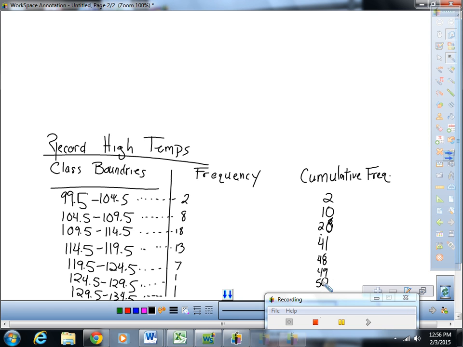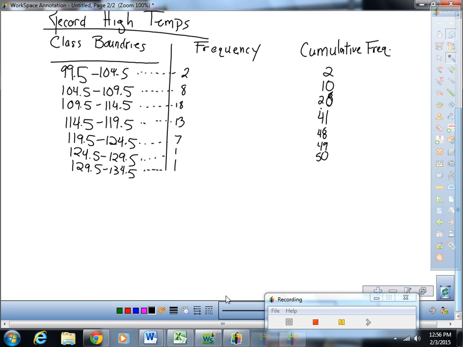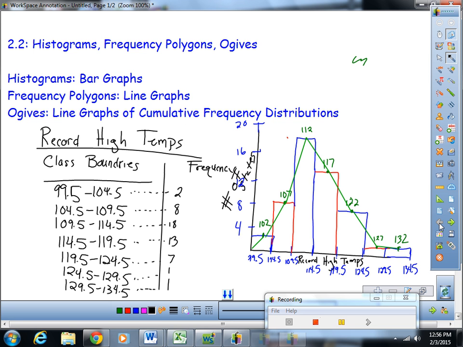So now all we got to do is take this and make a line graph out of it. And that's all an ogive is. But you should understand an ogive will never change directions. So if I go back, this frequency polygon goes up and goes down. An ogive will either always go up or always go down. It cannot change directions because we're adding things.